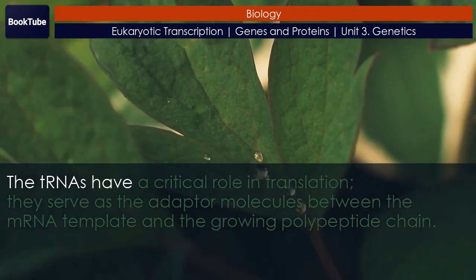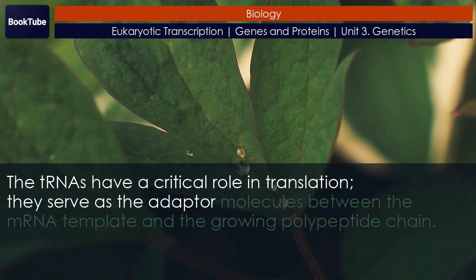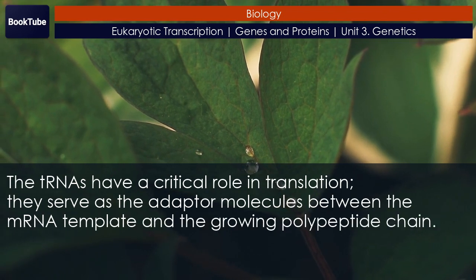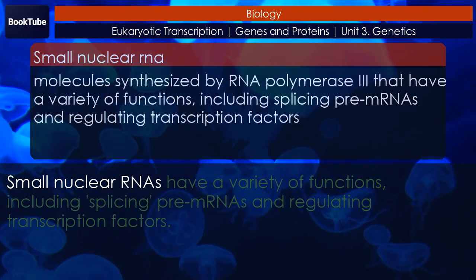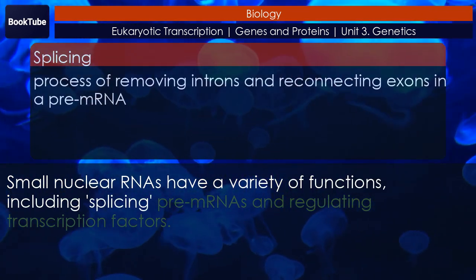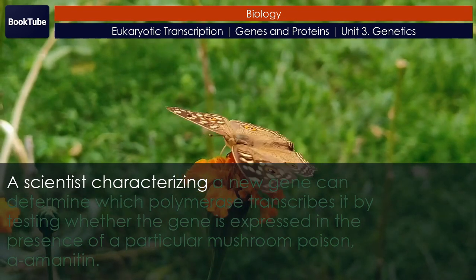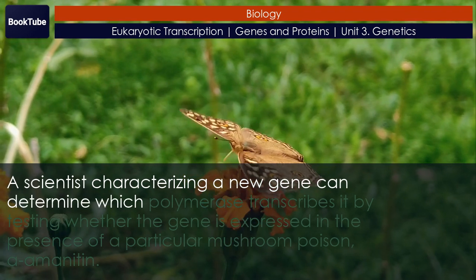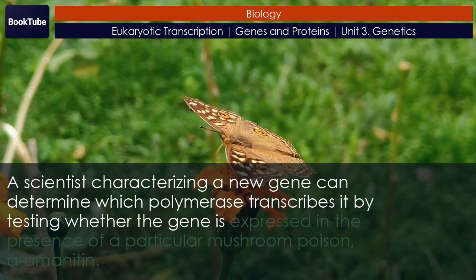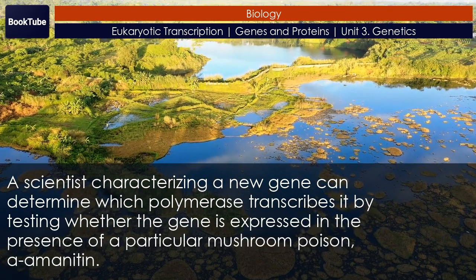The tRNAs have a critical role in translation. They serve as the adapter molecules between the mRNA template and the growing polypeptide chain. Small nuclear RNAs have a variety of functions, including splicing pre-mRNAs and regulating transcription factors. A scientist characterizing a new gene can determine which polymerase transcribes it by testing whether the gene is expressed in the presence of a particular mushroom poison, alpha-amanitin.